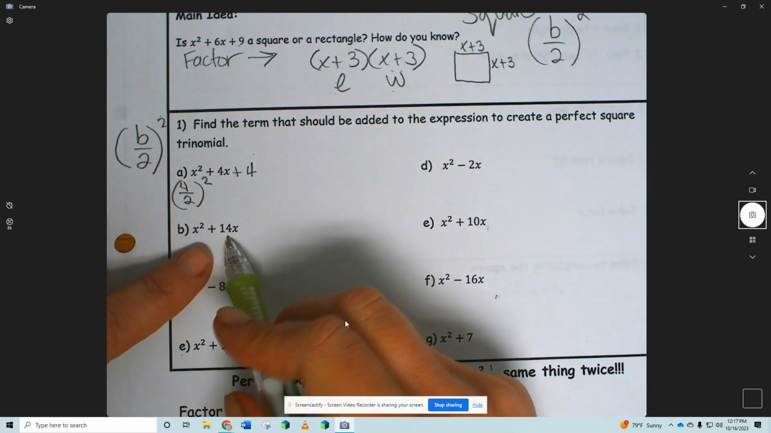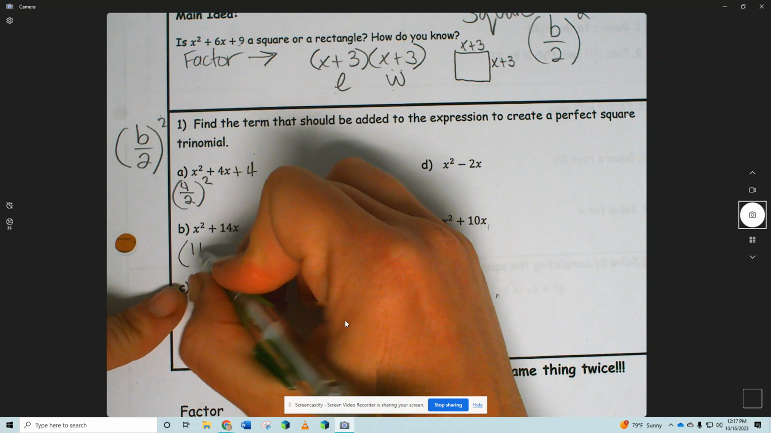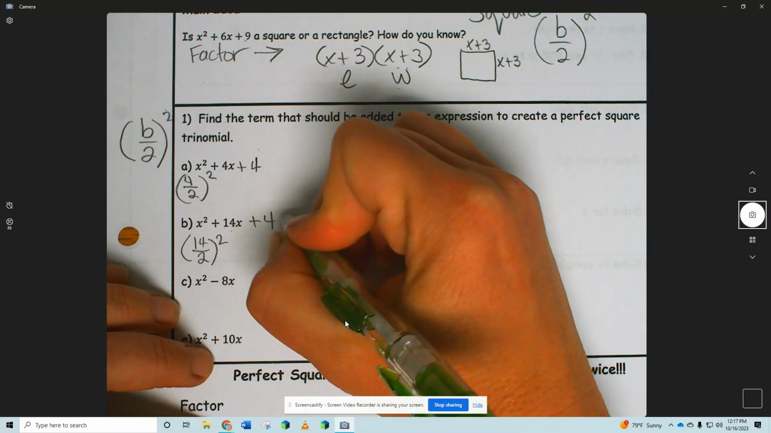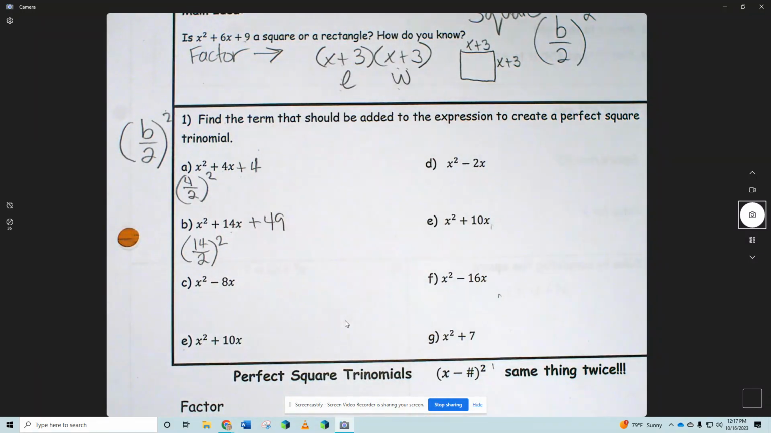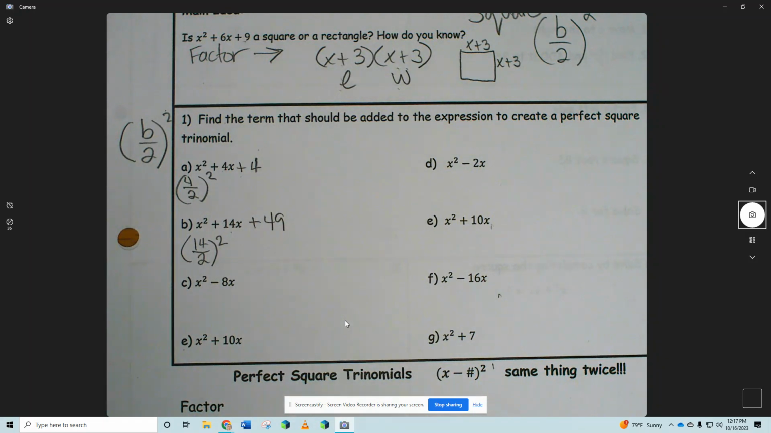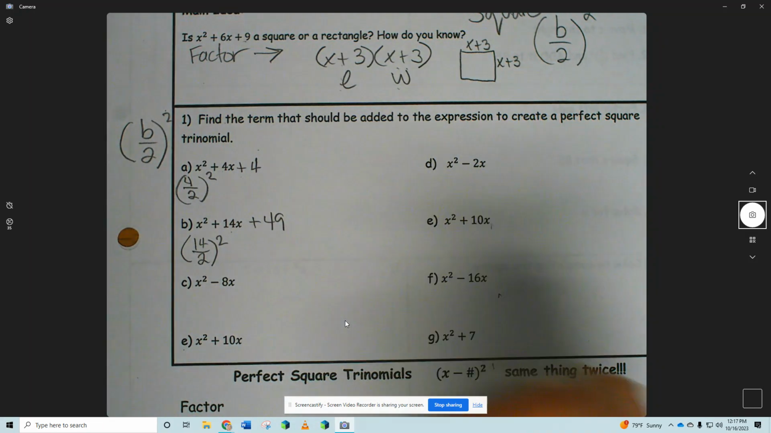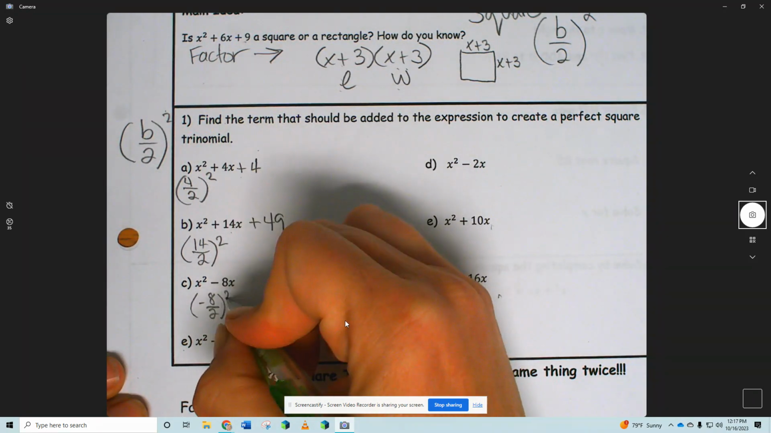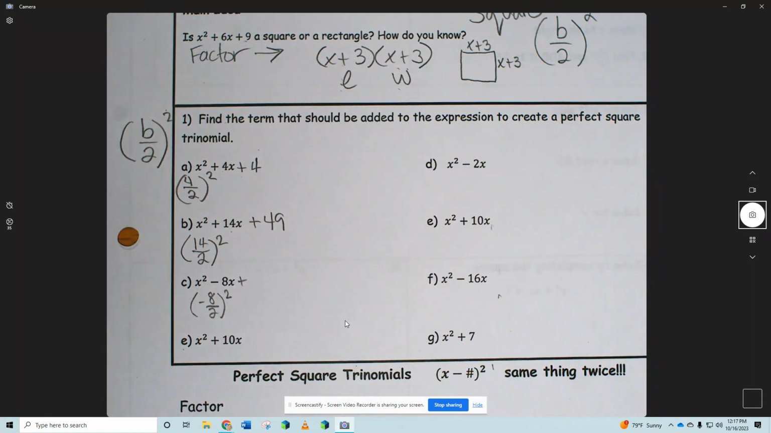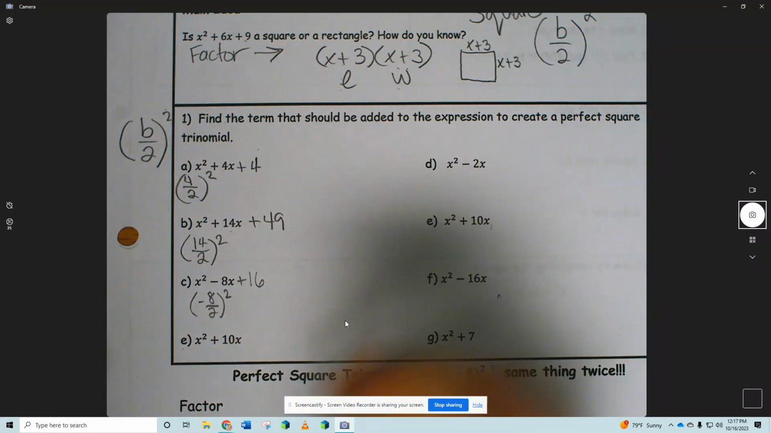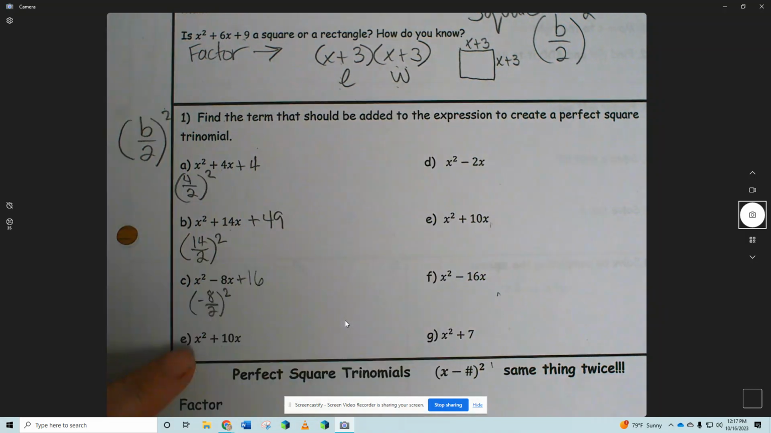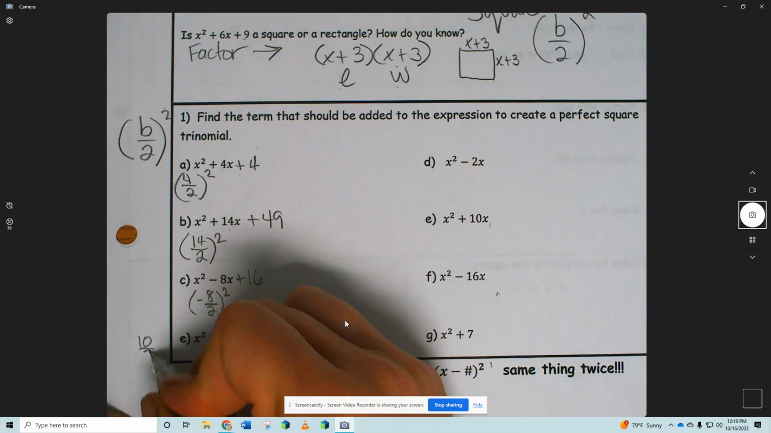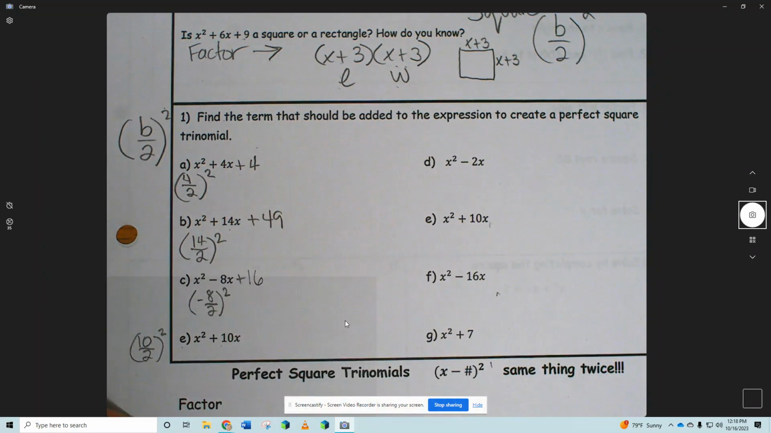B, cut 14 in half and square it. I want you to be able to do this in your head. 49. 49. We can do one person from each table. Next one's C. So table 8. Cut negative 8 in half and square it. What do I add, table 8? Yep. Table 9. Cut 10 in half and square it. 25.